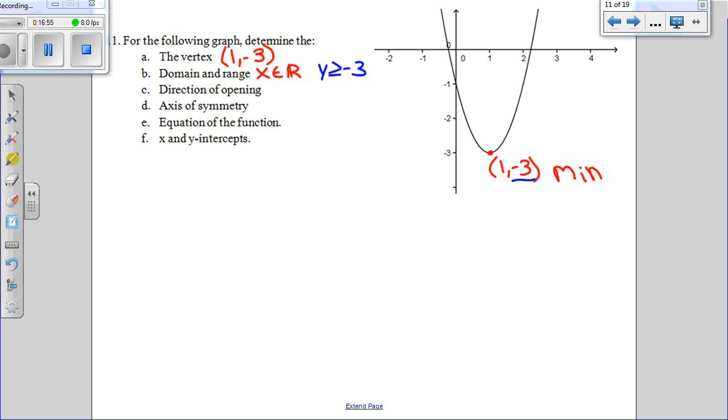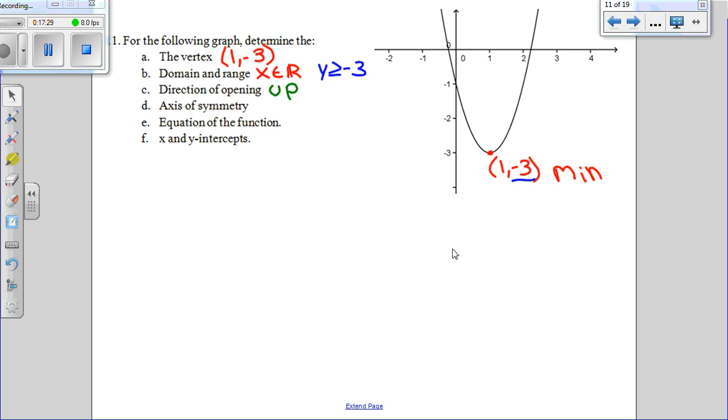All right, direction of the opening. Direction of the opening means exactly what it means, direction of the opening. I don't think I can break that word down. So it's like, which way is it facing? In this case, it's going upwards. So you would say direction of the opening is up. That's it, nice and simple. It is a minimum, but that's not what it's asking. It would have to say either up or down.